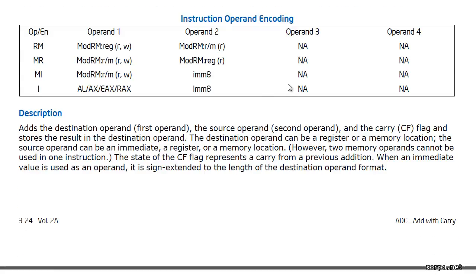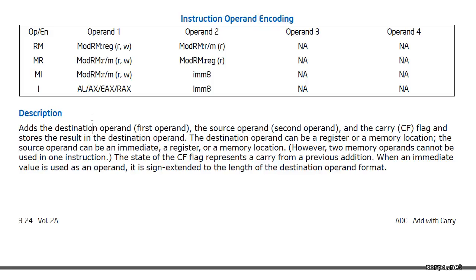Let's try the description. Adds the destination operand, first operand, the source operand, which is the second operand, and the carry flag, and stores the result inside the destination operand. This is a very good summary of what this instruction does. Maybe in some other words, this instruction just takes the first operand, the second operand, and the carry flag, and sums all the three. Then the result is stored inside the destination operand, which is the first one.